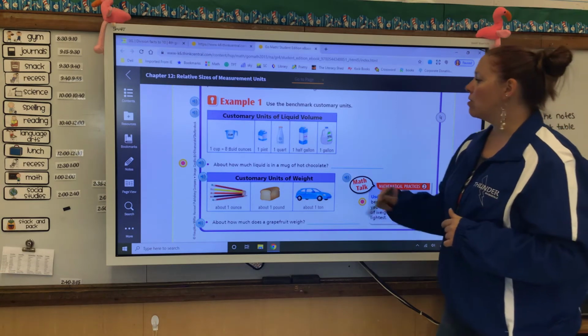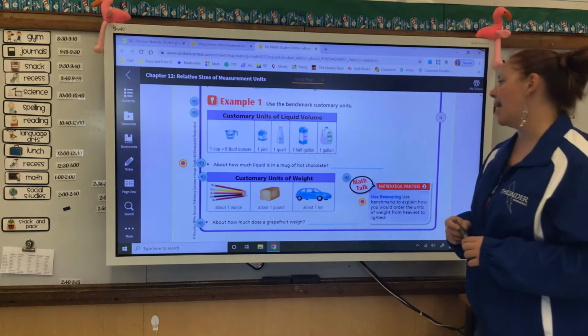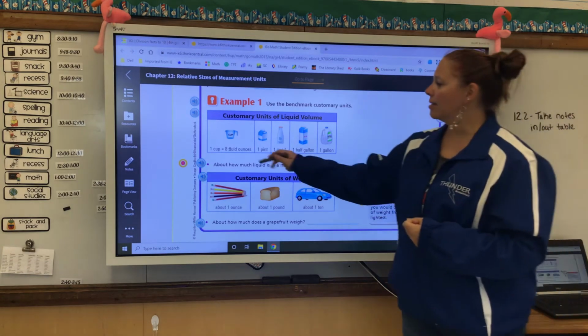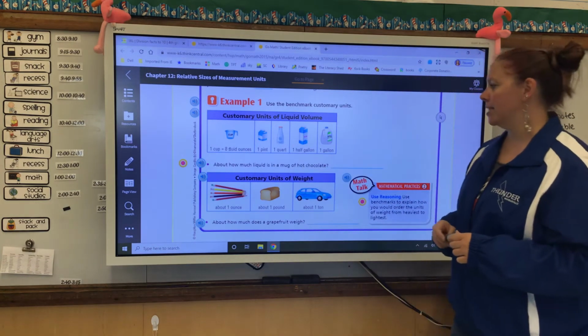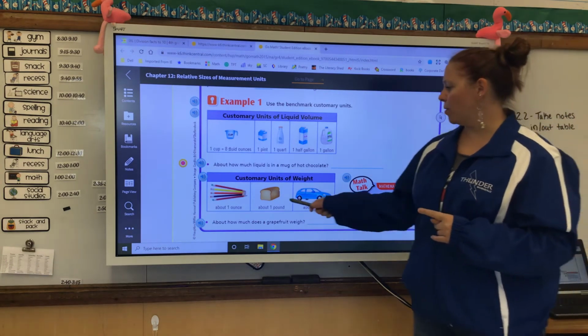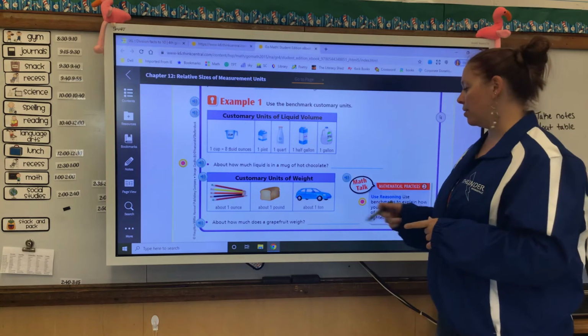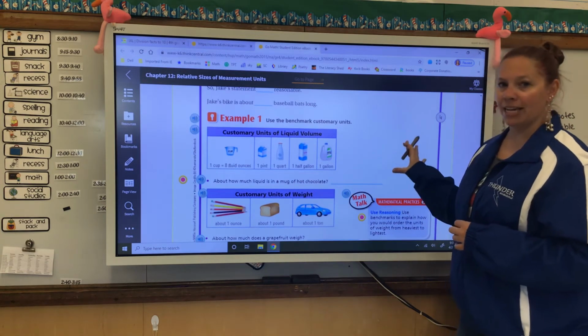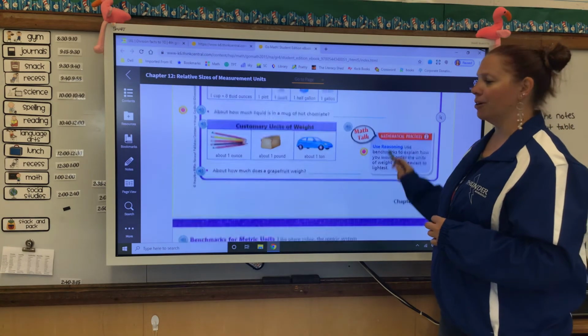So about how much liquid is in a mug of hot chocolate? Think of a mug, like a coffee mug, okay? Most mugs are about 8 fluid ounces. How much does a grapefruit weigh? If you had to pick one of these, you would most likely pick 1 pound for the grapefruit. You are going to want to keep this page handy because when you go on to do your homework, you're going to want it near you.